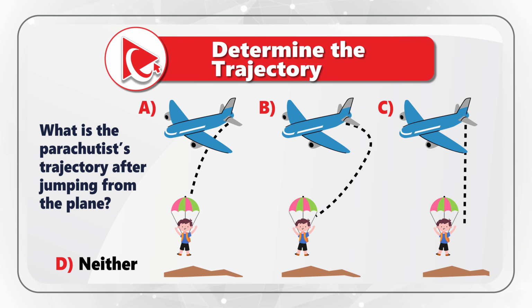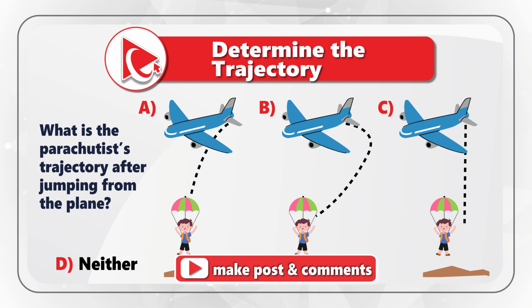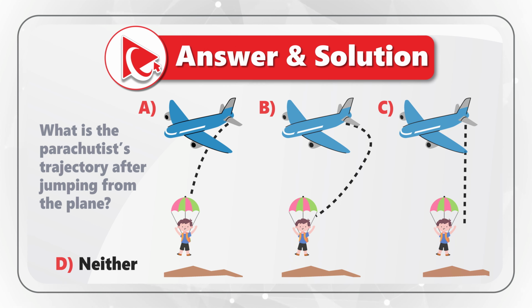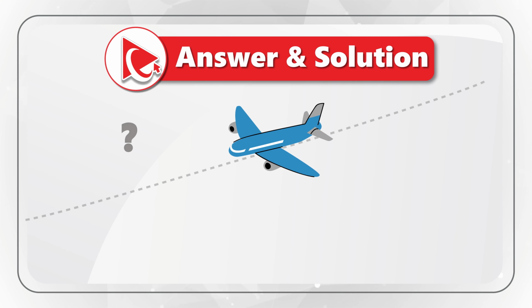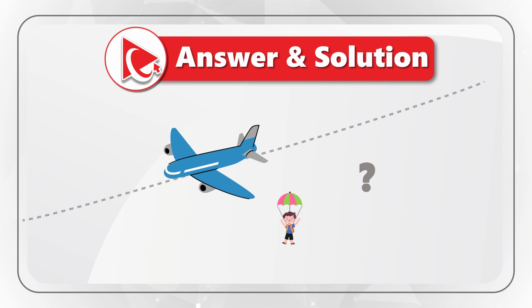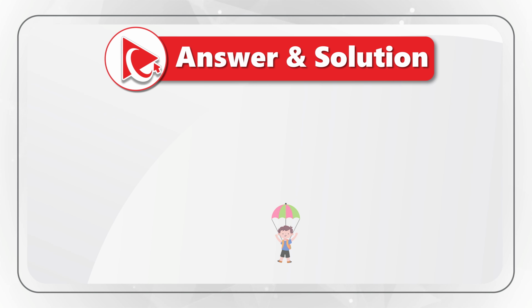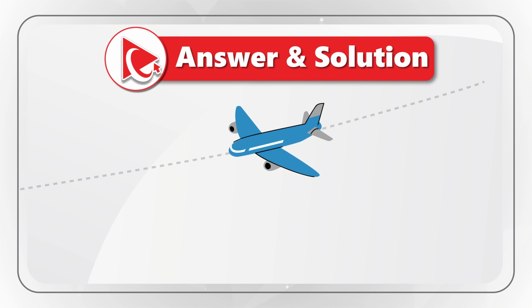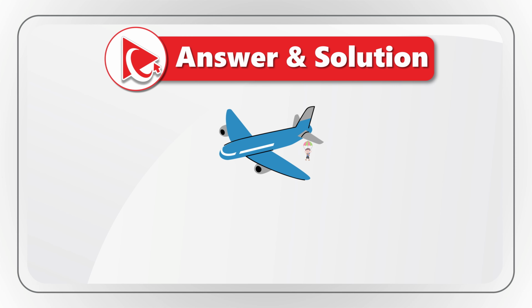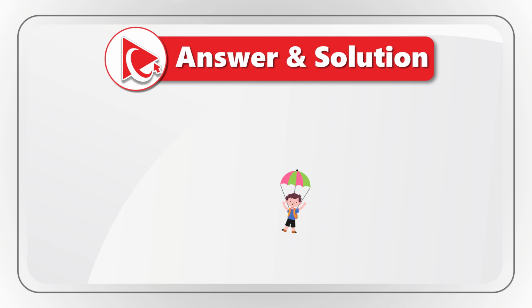And obviously, if you have a better way to solve it, please make sure to post in comments. To better understand the answer, we need to determine what changes from when the parachutist is inside the plane and when the parachutist jumps from the plane. When the parachutist is inside the plane, both the parachutist and the airplane are moving together in the same direction. When the parachutist jumps from the plane, there are multiple forces that will determine the trajectory.